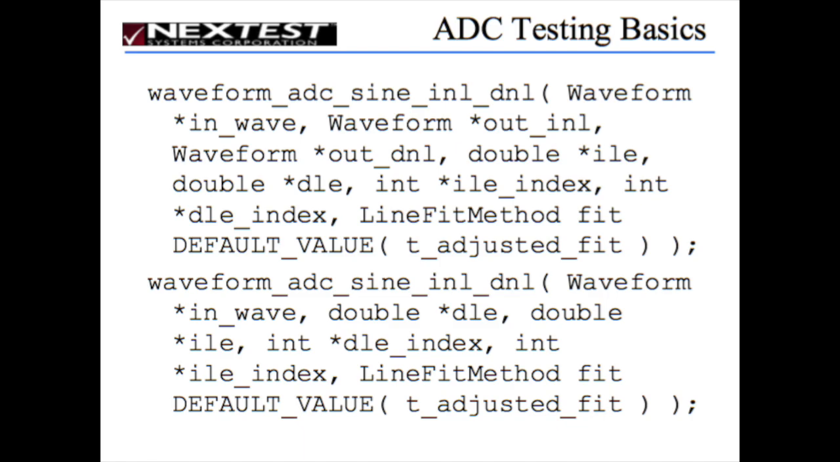We had 2 functions for it. Waveform, ADC, sine, INL, DNL: you give it the in wave, and you get the 2 output waves, the INL waveform and the DNL waveform. Waveform, ADC, sine, INL, DNL: you give it the in wave, and you get 2 variables out, DNL and INL. That's ADC testing.